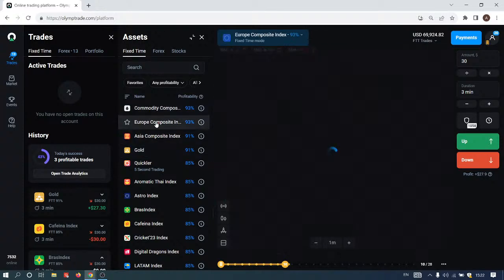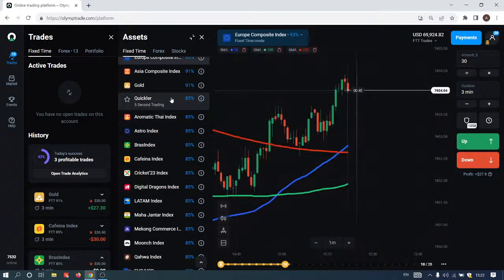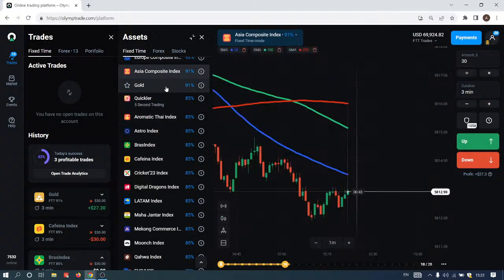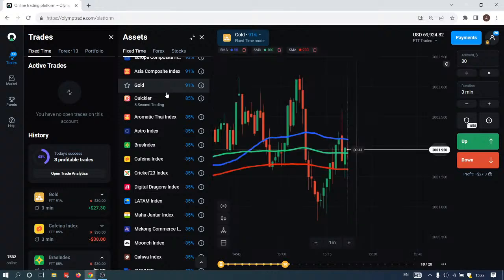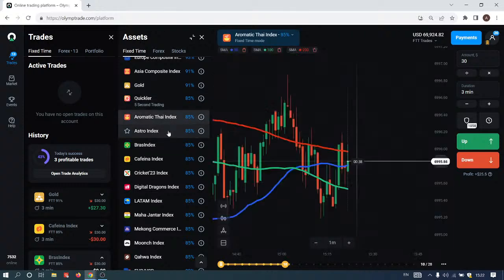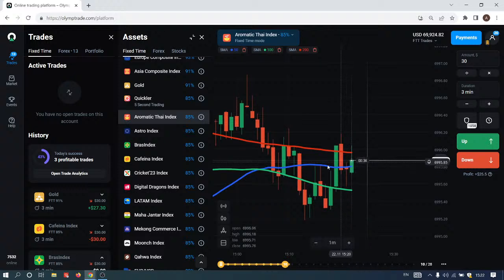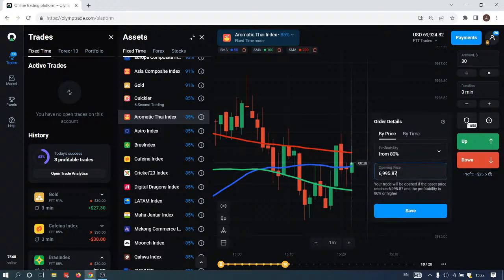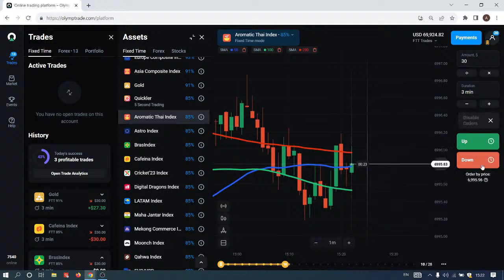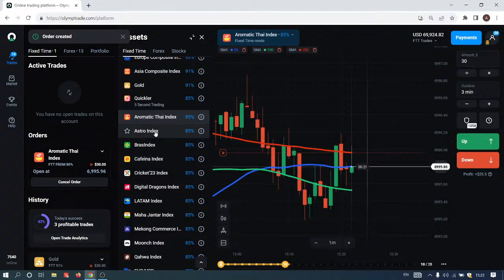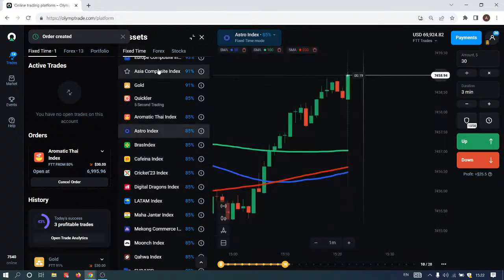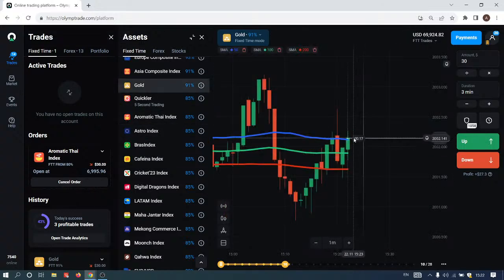Right, so let me go ahead and start my scanner. I'm basically running my scanner. Right, let's open another trade, aromatic Thai index. We can use another pending order, and that's it. Voila. So pending orders, I use them a lot.